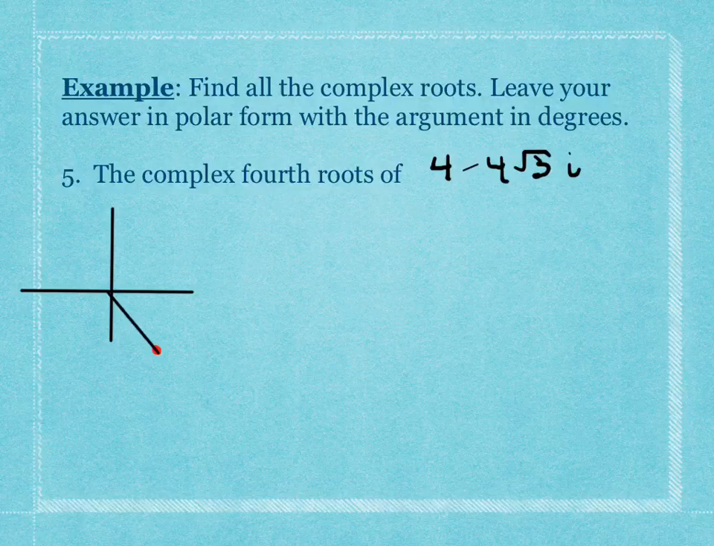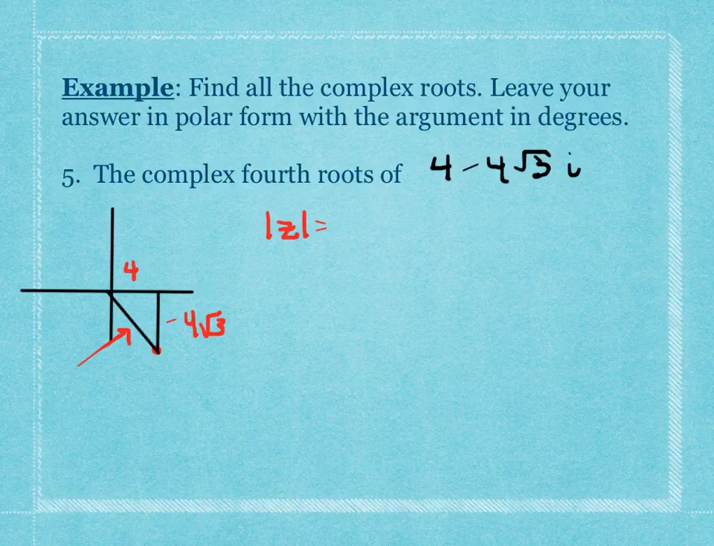And here's my point. I can actually make a right triangle here. In my right triangle, this x value is 4, my y value is negative 4 square root of 3, and I can find the hypotenuse, which is the z value, it's the magnitude. So my magnitude is actually found using the Pythagorean theorem, or using the formula, which is based on that, as the square root of 4 squared plus negative 4 square root of 3 quantity squared.